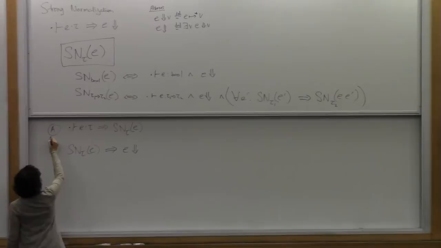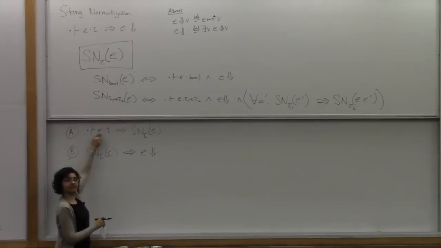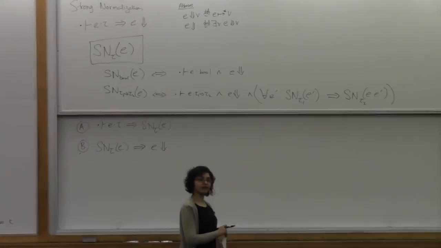Yeah, so we only have one premise, right? That E has type tau, we have a derivation, right? So we can just do induction on the derivation. If we try to do this proof by induction on the derivation, let's look at what happens. We need to look at the typing rules, because those are the cases we're going to consider, right?